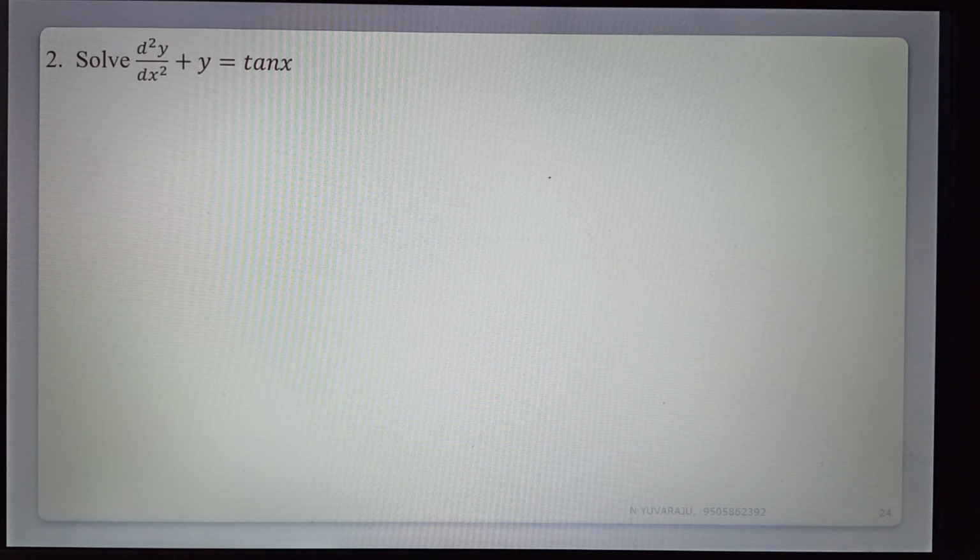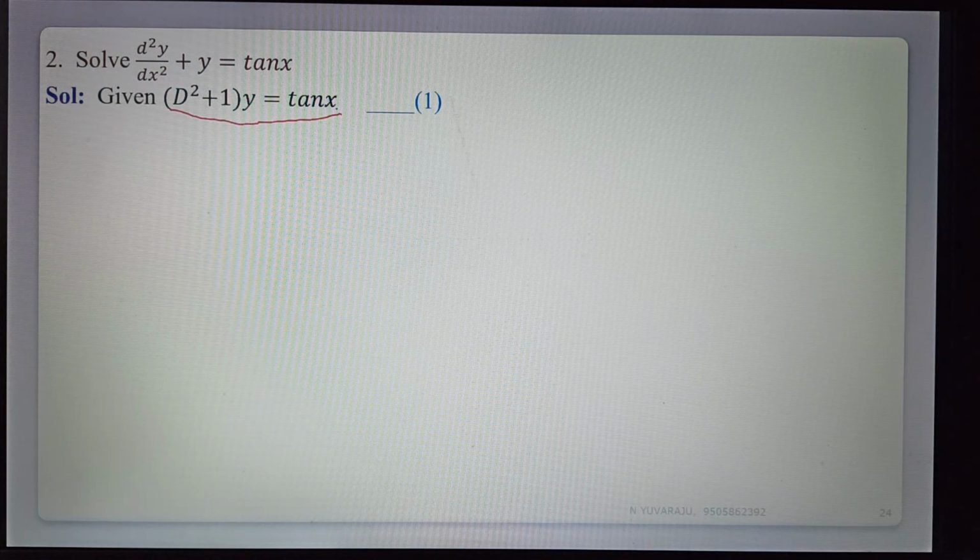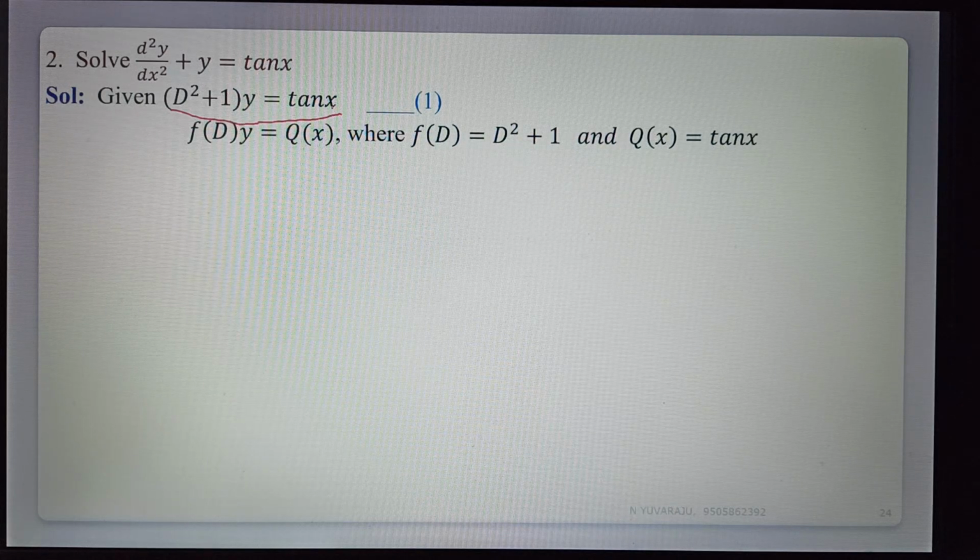See the second example here. Solve d square y by dx square plus y is equal to tan x. So write the operator form first: d square plus 1 into y is equal to tan x. That is f of d into y is equal to q of x. F of d is equal to d square plus 1, q of x is equal to tan x.